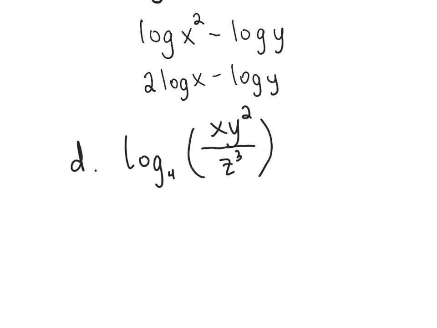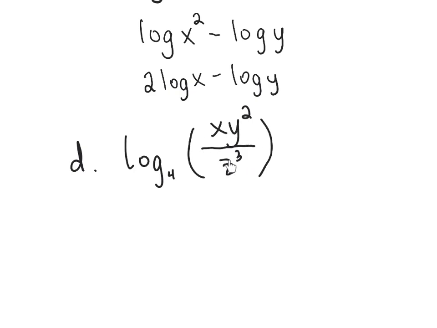Okay, part D. We have a quotient because we have a numerator and a denominator, but our numerator also has a product. And so we're going to have to apply both the quotient property because we have a numerator and a denominator, but also the product property because we have a product here. But overall, this is a quotient.